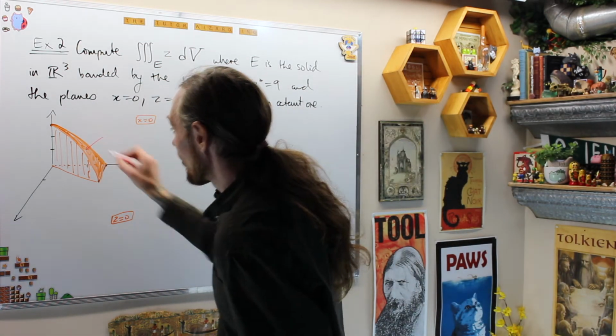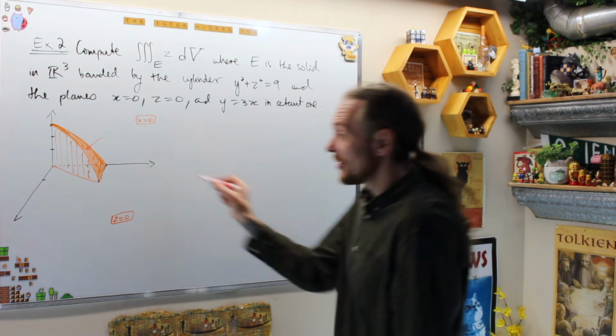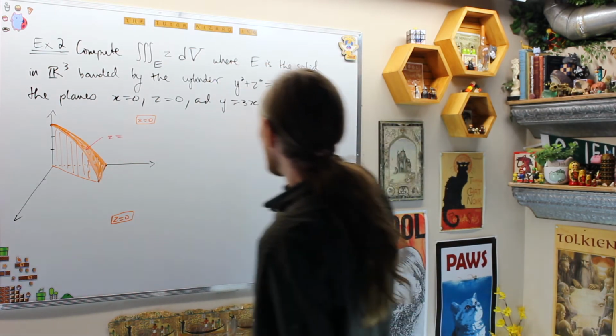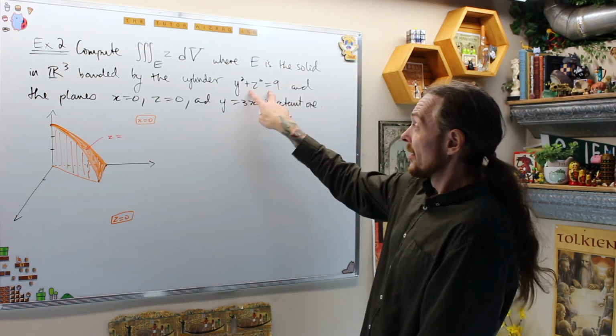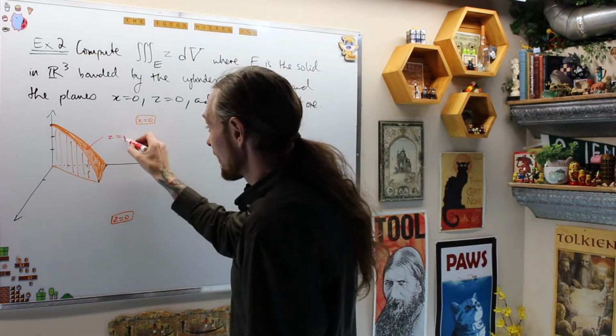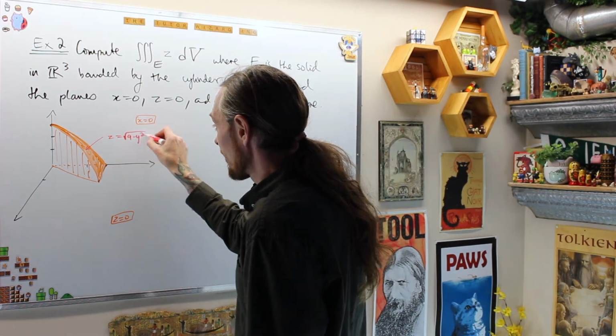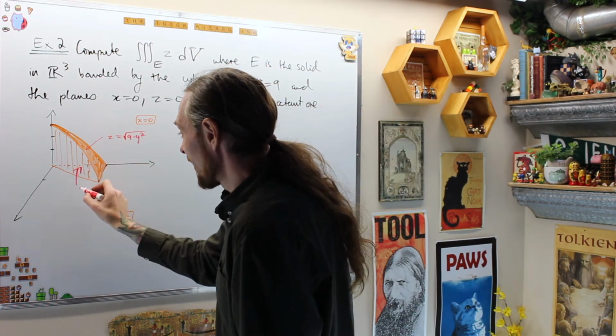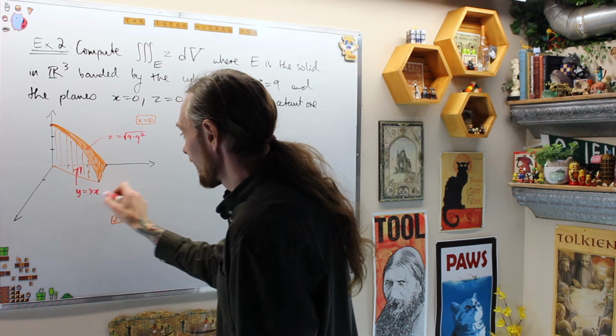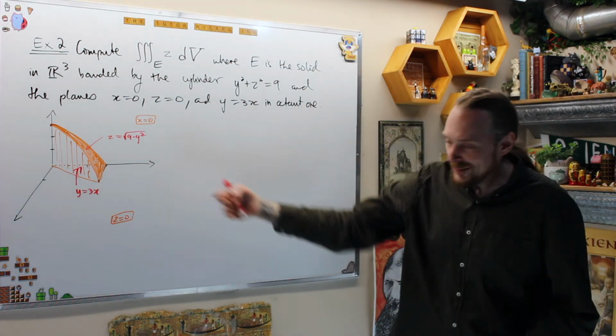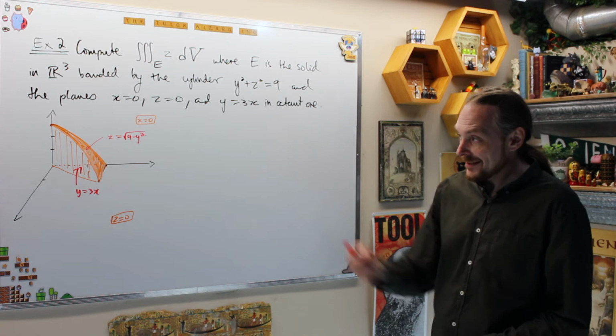I'm going to phrase this the way that I want to. This is z equals the square root, I'm solving for z. This is the square root of 9 minus y squared. This is the plane y equals 3x. Again, that's what I'm saying. I'll try to be nice and give you those in my classes at least.